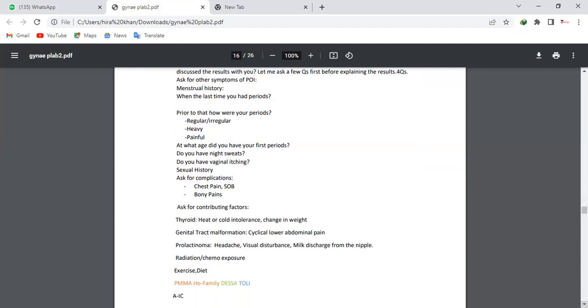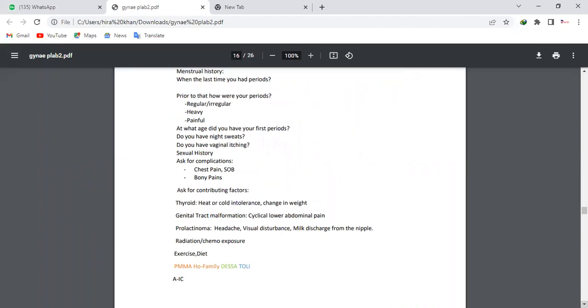Okay. And then the complications, because in premature ovarian insufficiency estrogen goes low, so it can cause complications like cardiovascular problems and osteoporosis. So you have to ask about the symptoms, like do you have any chest pain, any shortness of breath, any pain in your bones?